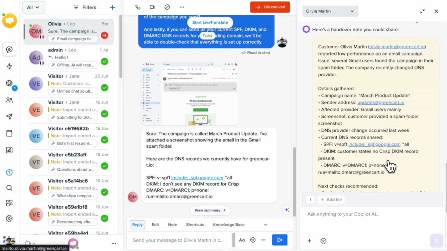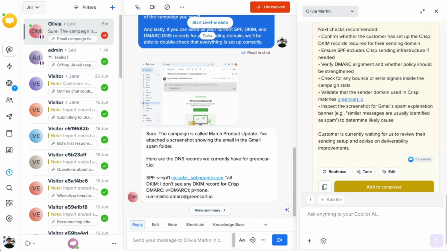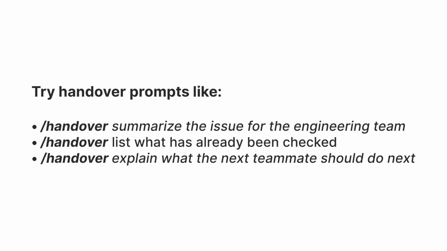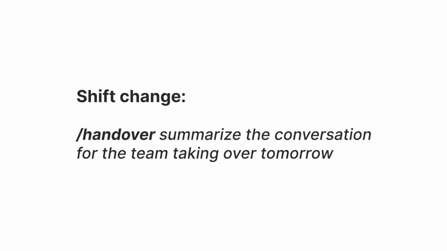For that, use the handover command to generate an internal brief. For example, before escalating a technical issue, you can ask, "handover, summarize the issue for the engineering team." You could also ask, "handover, list what has already been checked," or "handover, explain what the next teammate should do next." Another useful case is for a shift change.